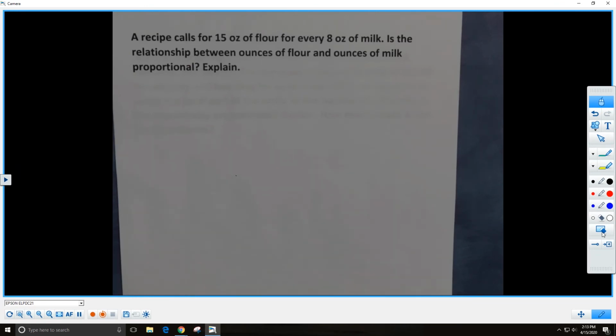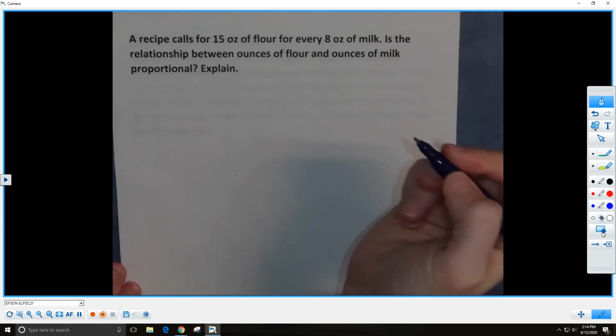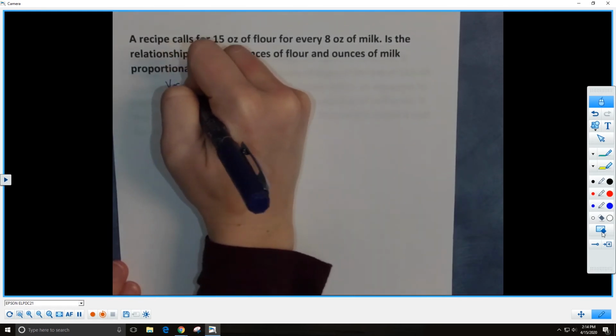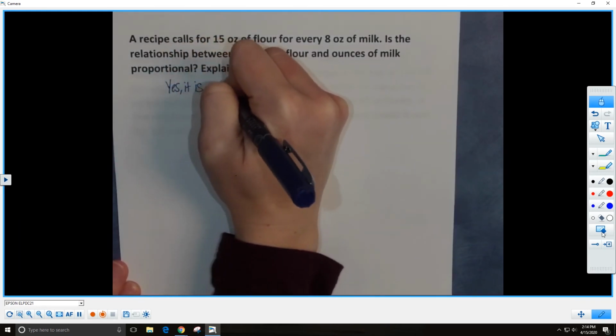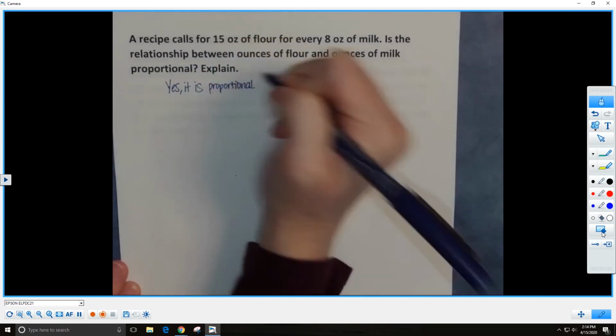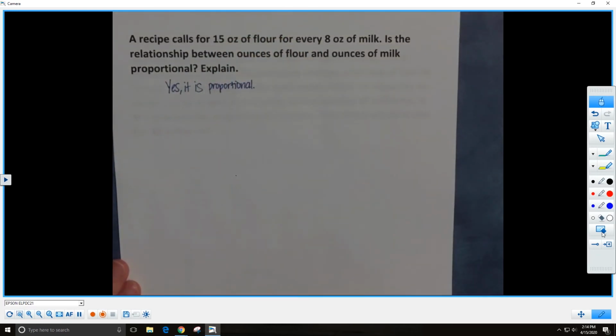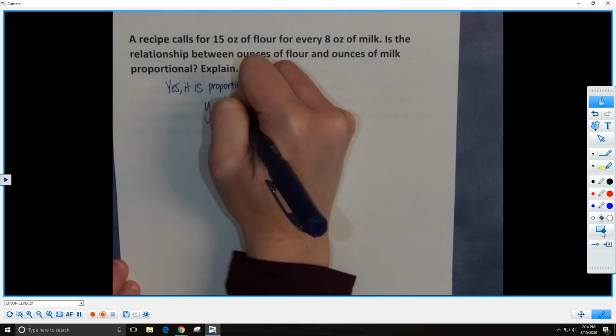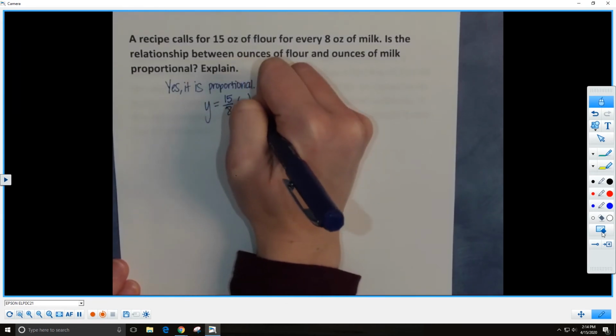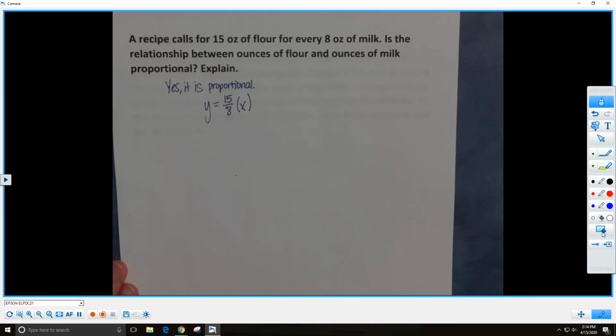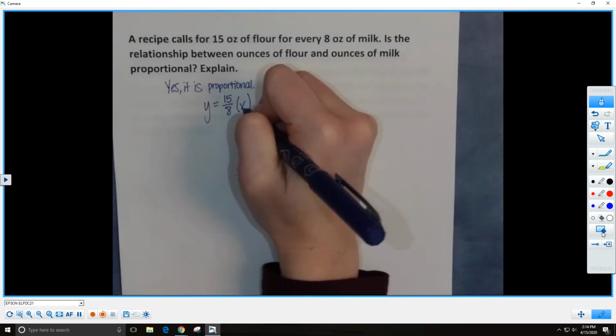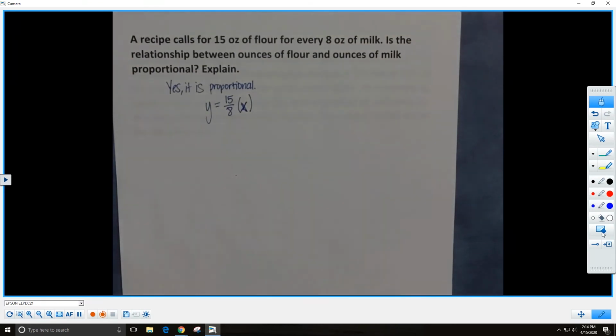Okay, so what do you think? Is it a proportional relationship? Yes or no? Right, it is proportional. So yes, it is proportional. But then we need to explain why. So why is it a proportional relationship? Well, it's proportional because you can write the equation y equals 15 over 8 x, where 15 over 8 is the ratio comparing the ounces of flour to the ounces of milk. So because that ratio of 15 ounces to 8 ounces is our constant of proportionality, and we can write it in this equation, it is a proportional relationship.